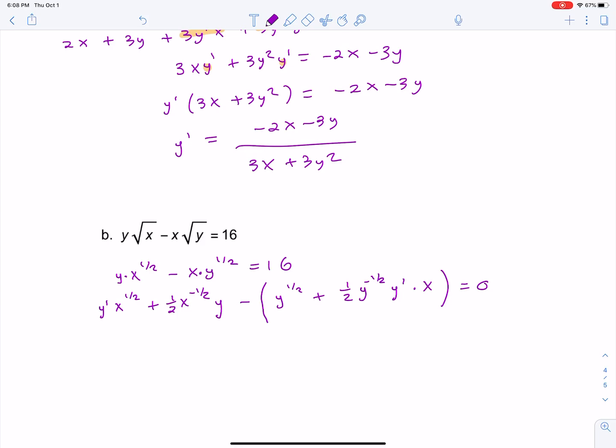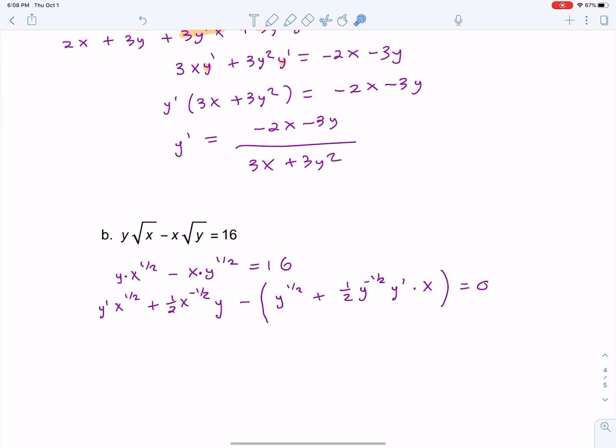Okay? From there, what do we got? Let me double check that real quick. Let's just make sure everything's good on that one. So let's see. We took the derivative of y, and we got y prime. We multiplied that to x to the 1/2. That looks good. Plus, where are we at? We're taking the derivative of x to the 1/2, which is 1/2 x to the negative 1/2 times y.